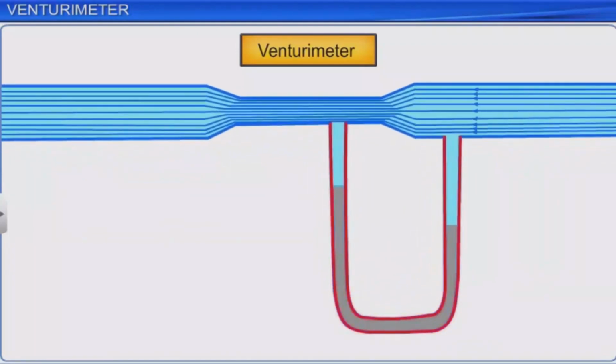A manometer in the form of a U-tube is attached to it, with one arm at the wider neck of the tube and the other arm at the narrow point of the constriction. To gauge the speed of flow, the manometer contains a liquid that cannot mix with the liquid flowing through the Venturimeter tube.